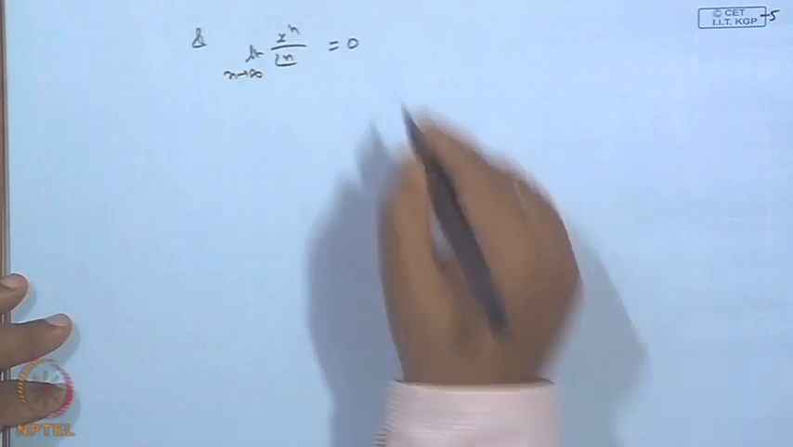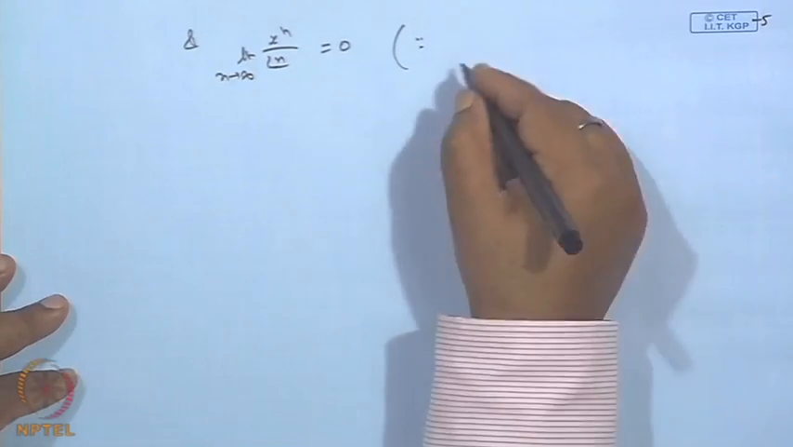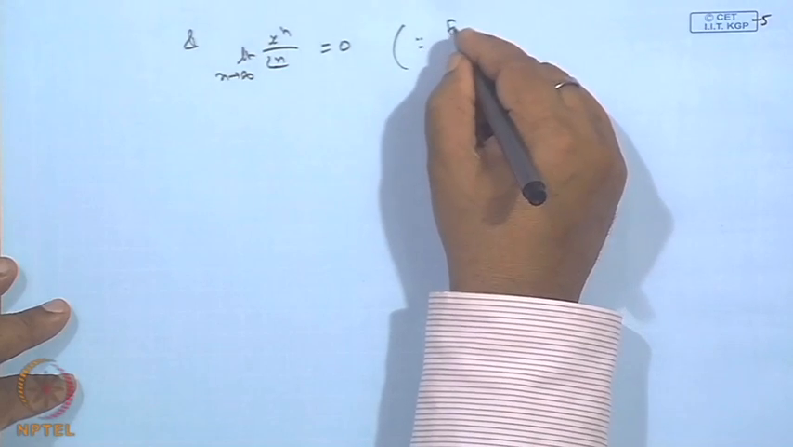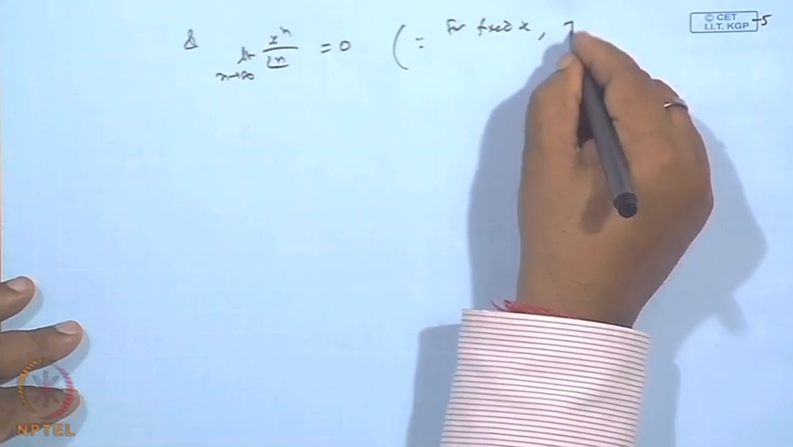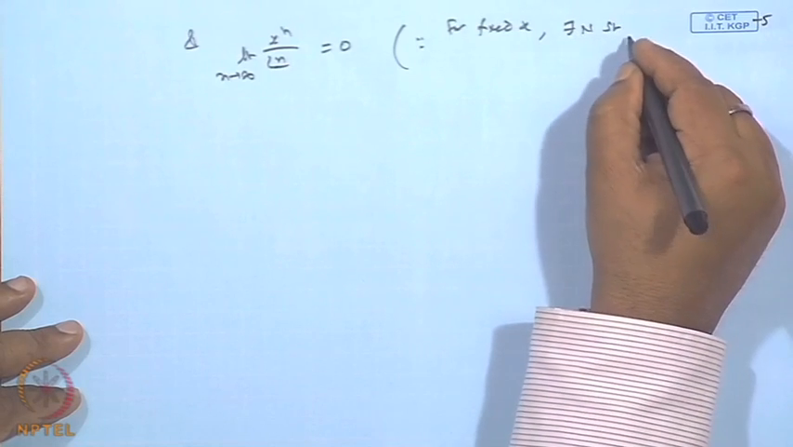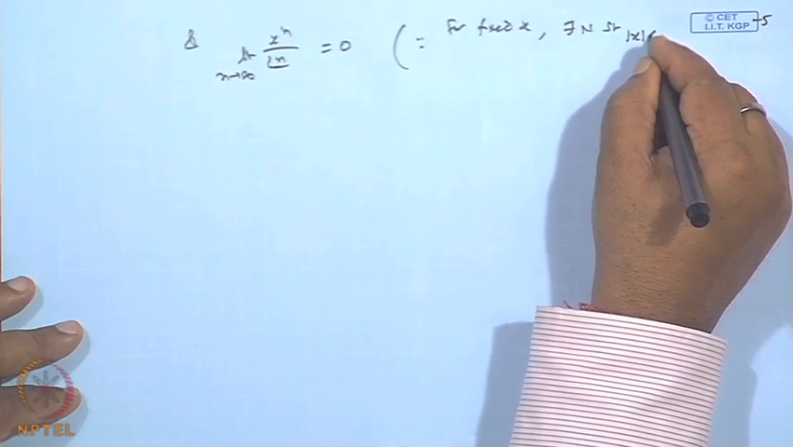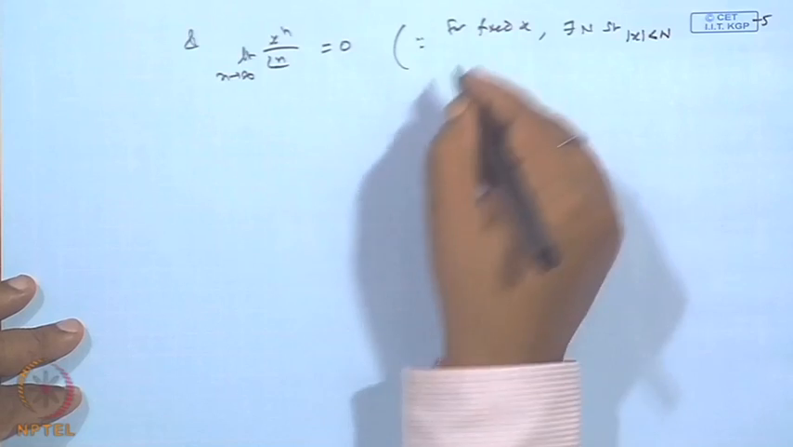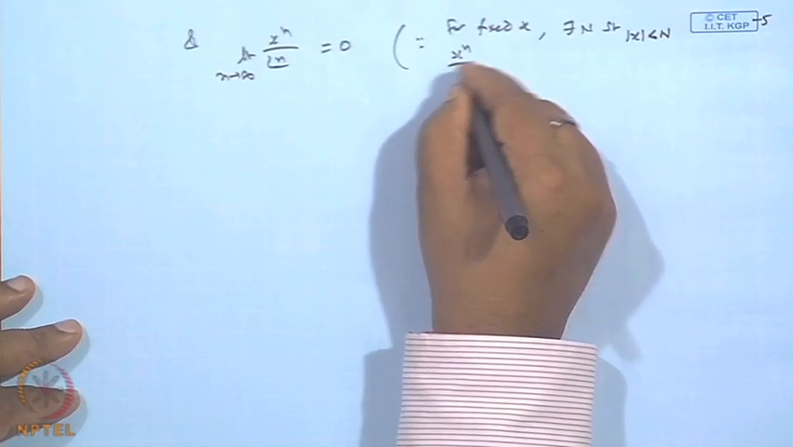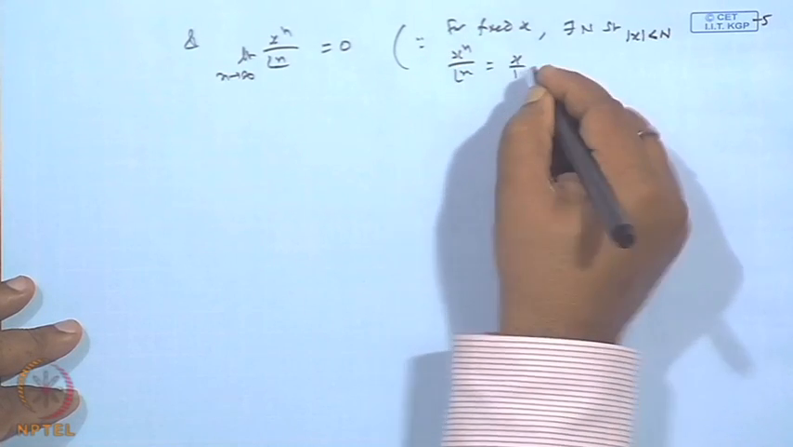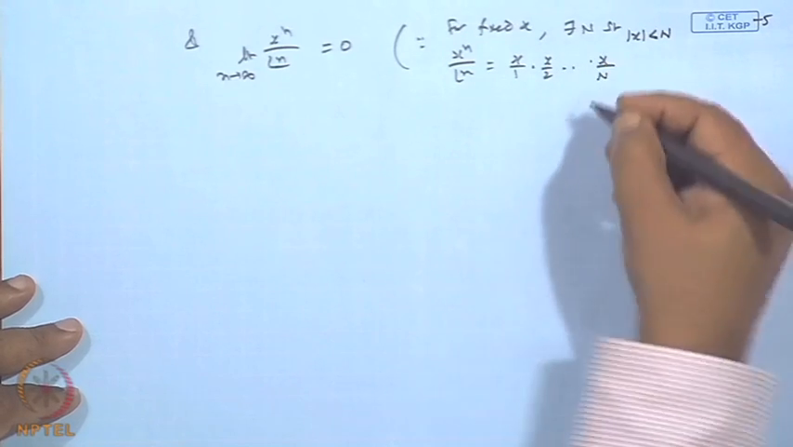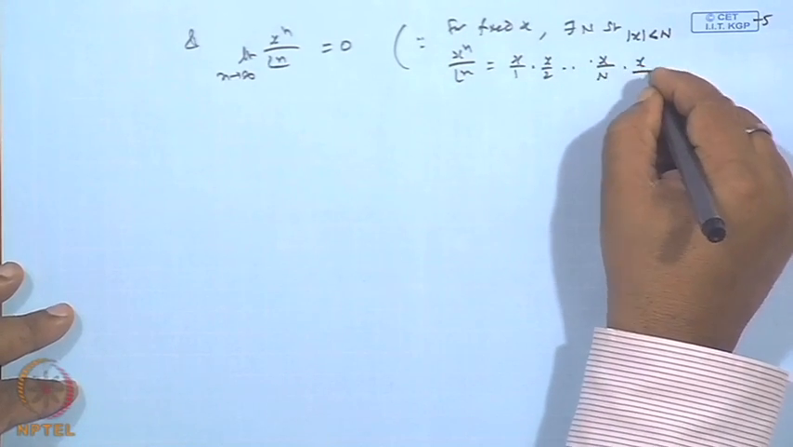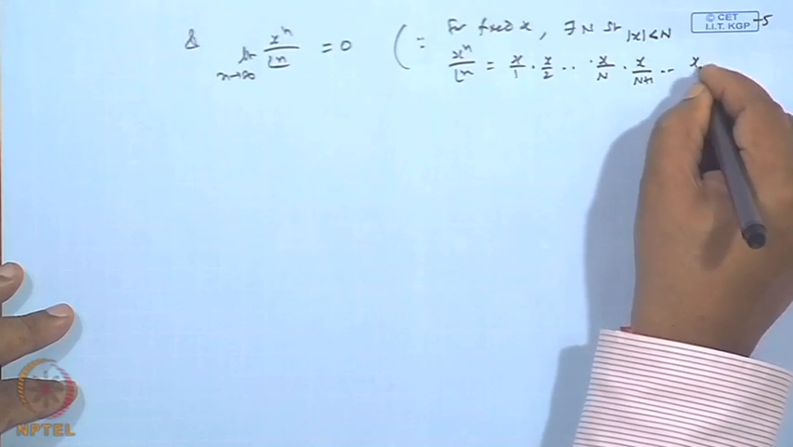Why is it 0? The reason is, for fixed x, we can find an N such that mod of x is less than capital N. So, we can write x to the power n over factorial n as x over 1, x over 2, and so on up to x over N, and then x over N plus 1 up to x over n.